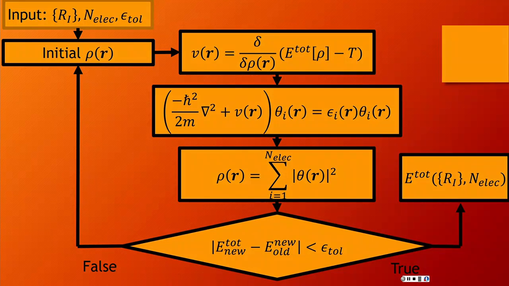So once you have the position of the ions and the number of electrons, you can get an initial charge density, which will then let you calculate the potential. And you can plug that potential in the Kohn-Sham equation, which will let you get an updated version of the charge density. And from that, you can calculate a new updated version of the total energy, and that's where the energy tolerance comes in. If it exceeds the energy tolerance, you do it again. If it's within the energy tolerance, you get your output.